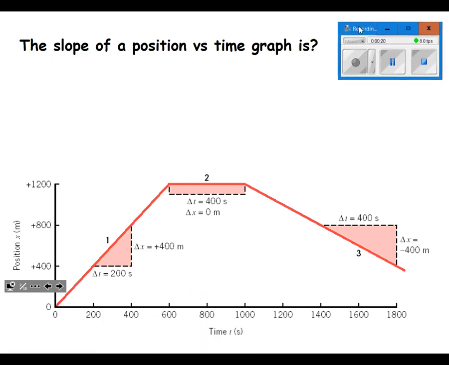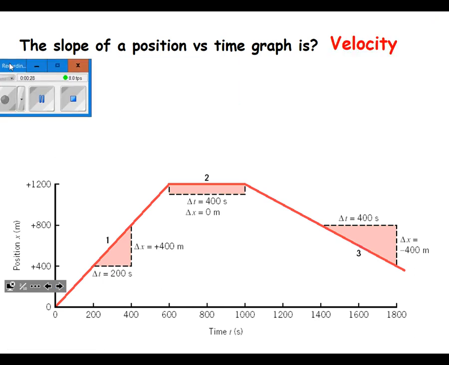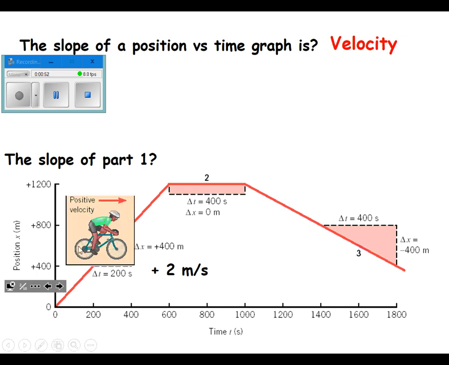So a little bit of quick review. The slope of a position versus time graph is velocity. When we talk about the slope of part 1, remember slope is y2 minus y1 over x2 minus x1. So we would have the change in y over the change in x. So 400 divided by 200 would give me a positive 2 meters per second. So this would be you going forward at a constant speed.